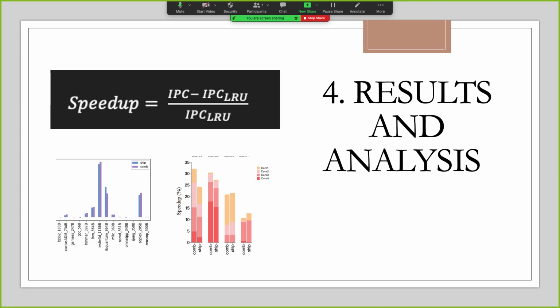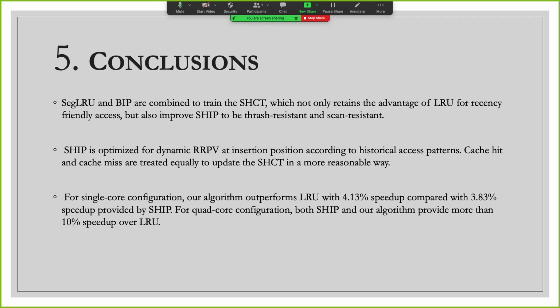For the last part, I will introduce the final conclusion. First, SegLRU and BIP are combined to train the SHCT, which not only retains the advantage of LRU for recency-friendly access, but also improves SHiP to be thrash-resistant and scan-resistant. Also, SHiP is optimized with dynamic RRPV at the insertion position according to historical access patterns. Cache hits and cache misses are treated equally to update the SHCT in a more reasonable way.